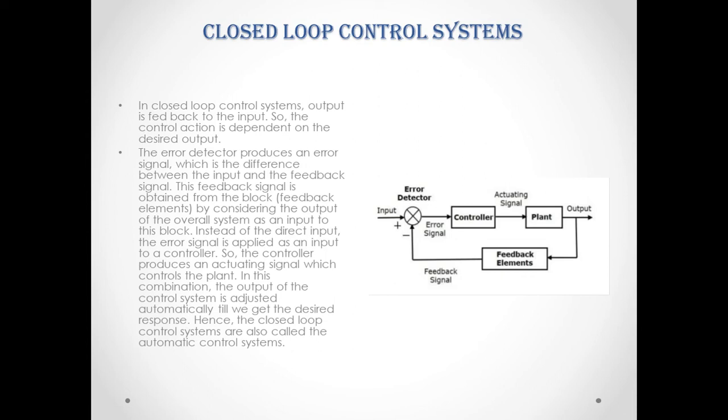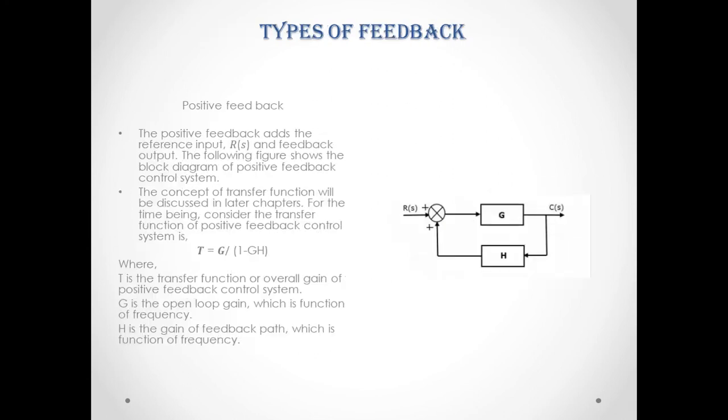Now, depending on the feedback, we can classify control system in two different ways. I mean, we can define the feedback in two different ways. One is positive feedback and another is negative feedback. Now the positive feedback adds the reference input and feedback output. Here in this following figure, we can get a clear idea of how the feedback is happening.